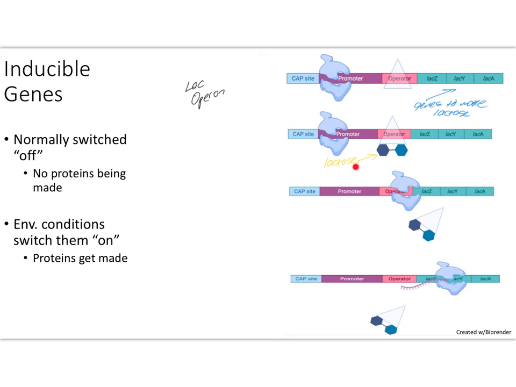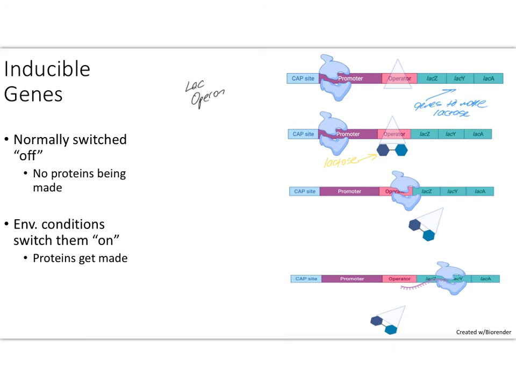But if lactose is suddenly in the environment, for whatever reason, there are lots of reasons that can happen, then lactose itself, the sugar molecule, will actually bind to the repressor here. The binding of lactose to this repressor causes that repressor to change shape. As a result, the repressor falls off, and now the RNA polymerase can move forward and can reach these structural genes. So proteins can be made.